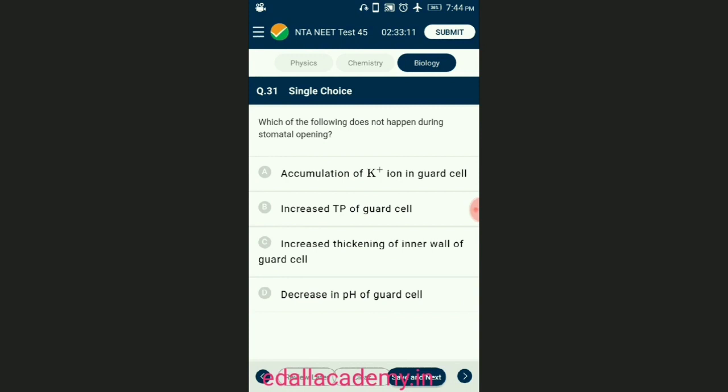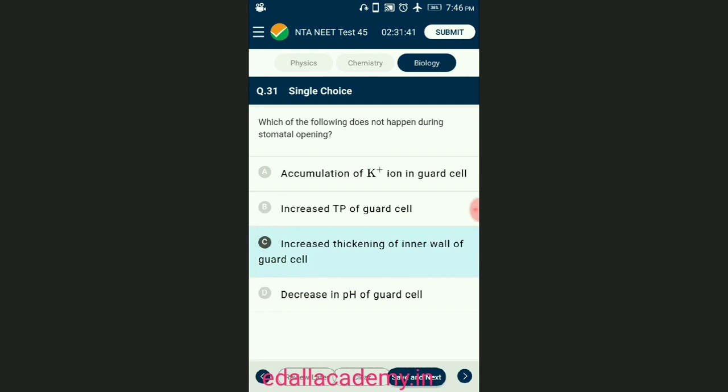Question number 31. Which of the following does not happen during stomatal opening? The cause of the opening or closing of stomata is a change in the turgidity of the guard cells. During opening, the pH of guard cells increases. PEP case becomes functional. PEP forms malic acid which dissociates into H plus and malate ions, and K plus. The hydrogen pump causes accumulation of K plus in guard cells, increasing their turgor pressure. The answer is option C, increased thickening of the inner wall of guard cells.